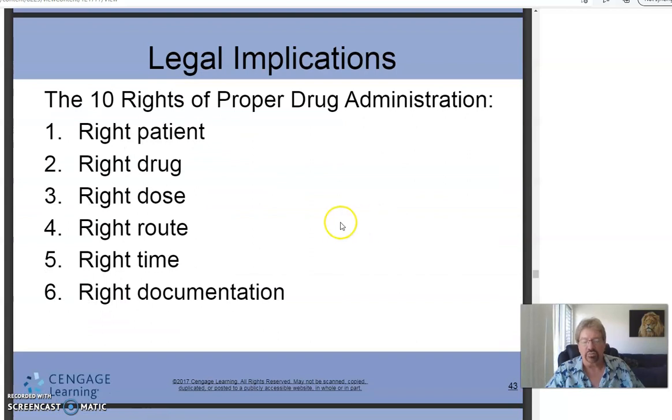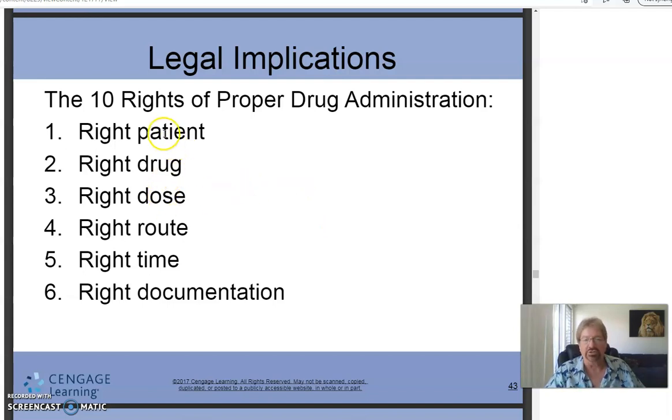Okay, guys, this is real important. Now, we talked about the scheduling in the previous video. That's important, the 5 schedules. The 10 rights of proper drug administration. Sometimes you'll see 5 or 6 rights, but this is the 10 rights. It's continued on the next screen.